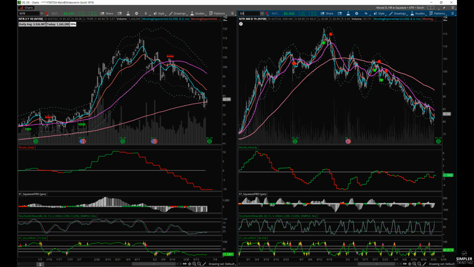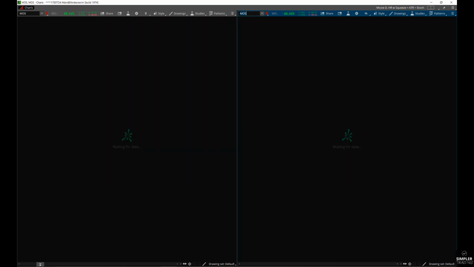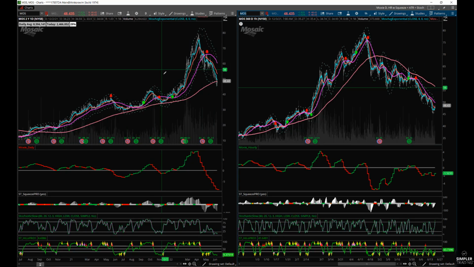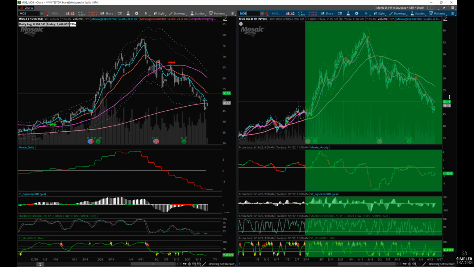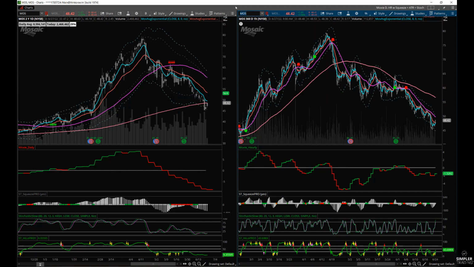And then let's get one more, MOS, Mosaic, very similar to NTR. We could see here there was the Moxie price trigger, and we could see that the indicator kept going down like that, and we had the 8 below the 21, and price was getting rejected by the daily 50, all of it stacked to the downside.